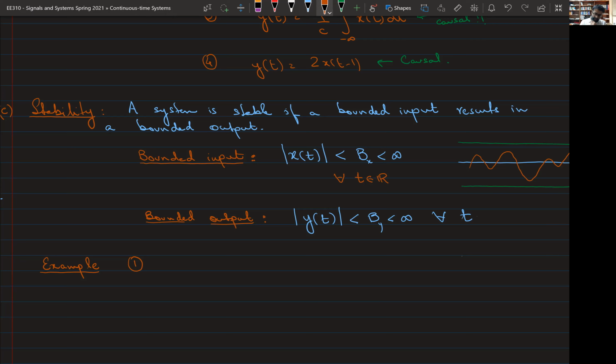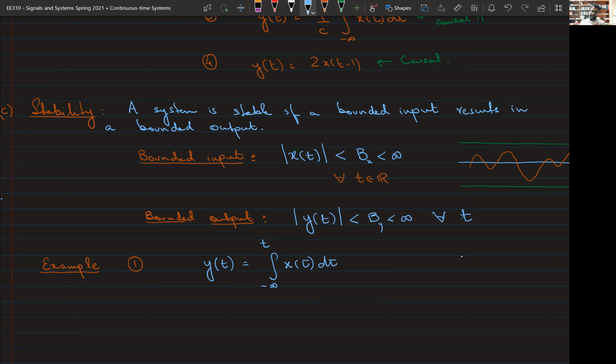So here's an example. Here's a system. Let's say the system description between the input-output relationship is the following: y of t, which is the output, is equal to the integral from minus infinity up to t of x of tau d tau. So this is a system. This is actually an accumulator system. All this does is take whatever input is coming and integrate it from minus infinity all the way up to t, that is, find the area under the curve. So is this system a stable system or an unstable system?